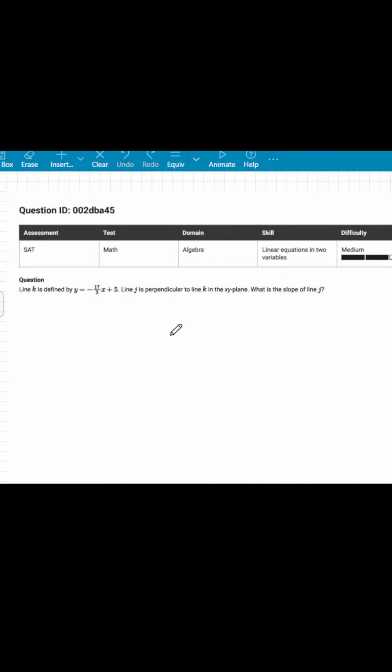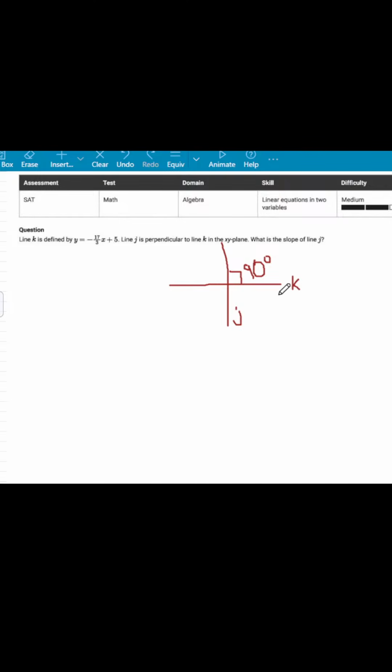So there are two lines, a K line and a J line, and they are perpendicular to each other. And the equation for the K line is given. We write it y equal to minus 17 by 3x plus 5. Okay. And we have to find the slope for line J.